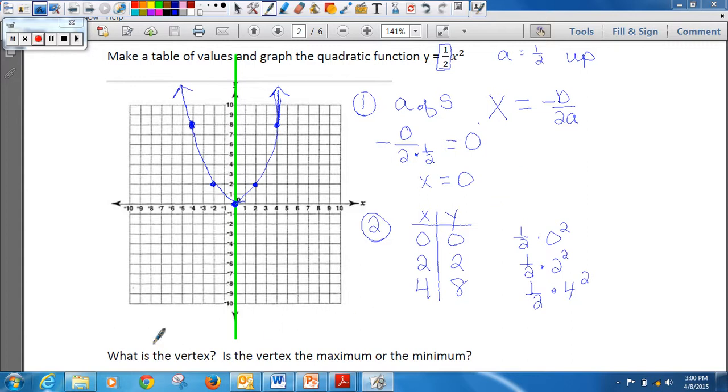The question here asks, what is its vertex? Its vertex is at the point 0, 0. Is the vertex here the maximum or the minimum? It is at the bottom of the parabola, so that makes it a minimum since it opens up.